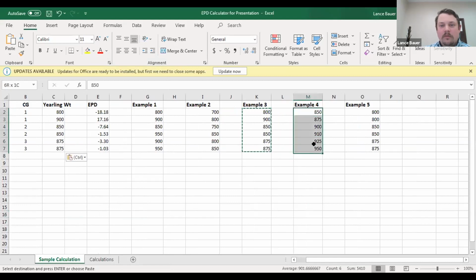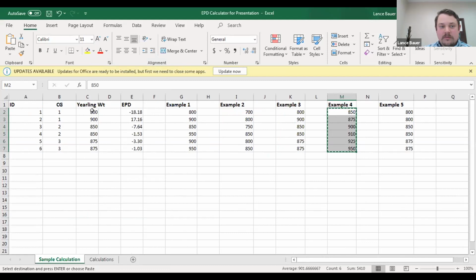Example 4, what we're going to do is just reduce the differences in those EPDs. So we have a 25-pound difference instead of a 100-pound difference, a 10-pound difference instead of a 100-pound difference, and a 25-pound difference instead of a 50-pound difference. So we see those expected differences, because that's what EPD is, an expected progeny difference. We see a big shrinkage in those expected progeny differences when those animals are all closer together.